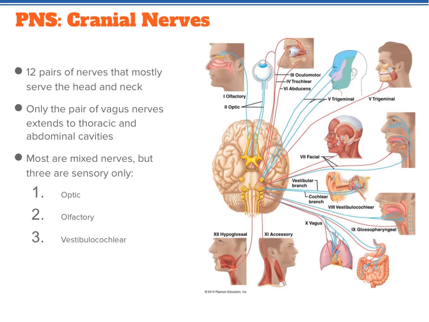So the cranial nerves are the ones that are coming, you can see right in this image right here, from the base of your brain, and it's traveling to different areas of the head and the neck. So there's 12 pairs of nerves. They're all serving the head and the neck. And there's only one pair, the vagus nerves, that actually extends beyond that to your thoracic and abdominal cavities.